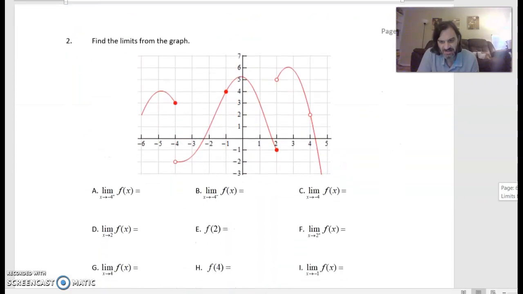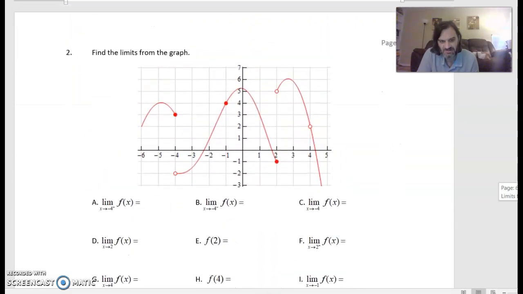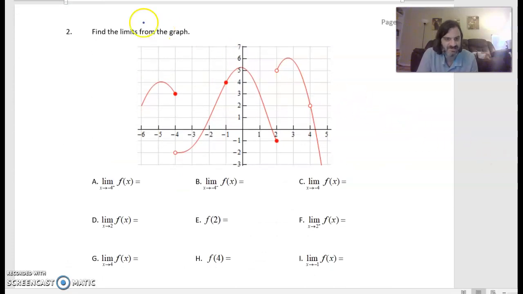Alright, let's go down here and try and do a few limits from graphs. So we've got this big old graph here. It's got a bunch of breaks, points all over the place, but let's see if we can evaluate what we've got. So the first one is limit as x approaches negative 4 from the positive side. So here's negative 4 in the middle. And if we come at it from the positive side, it looks like we're going to hit negative 2.